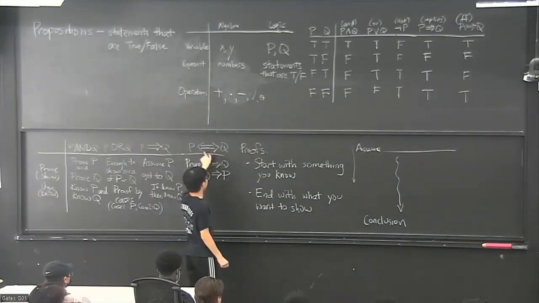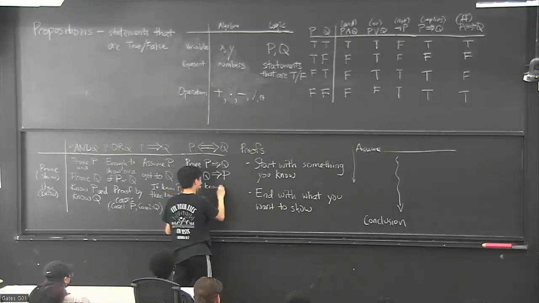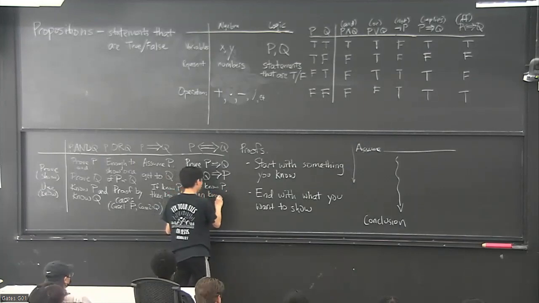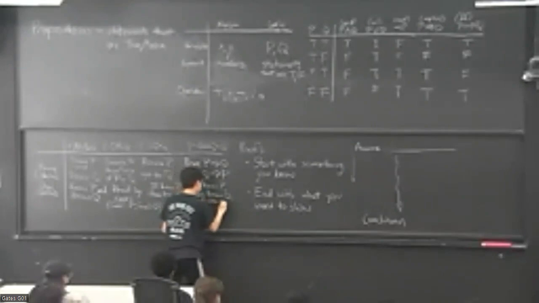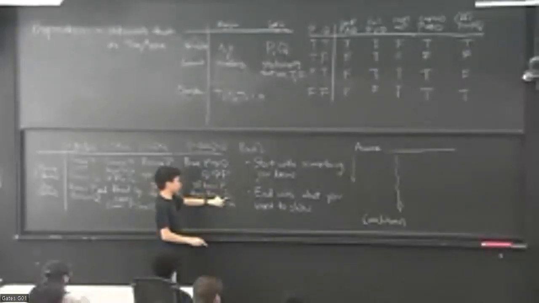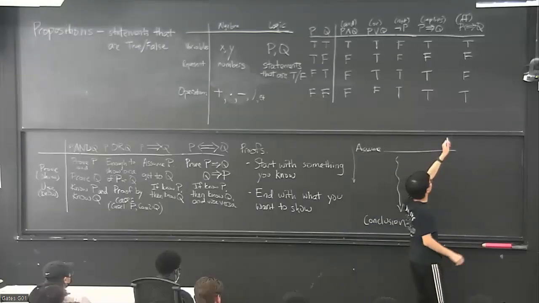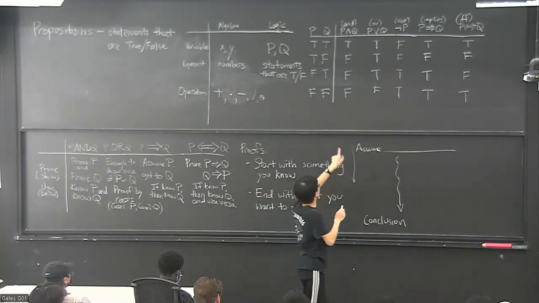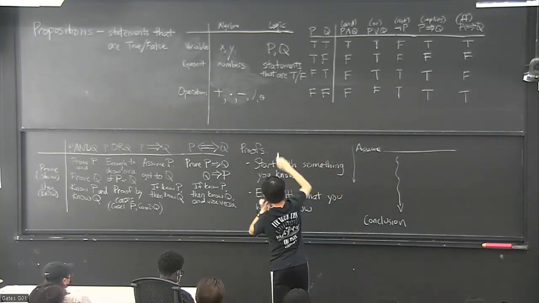And here, P if and only if Q: if you know P, then you know Q, and vice versa. So you can know P and get to Q, or you can know Q and get to P. If you look at this column up here, if you know P if and only if Q is true, if you know P, that guarantees that Q is true. And if you know Q is true, that guarantees that P is true.